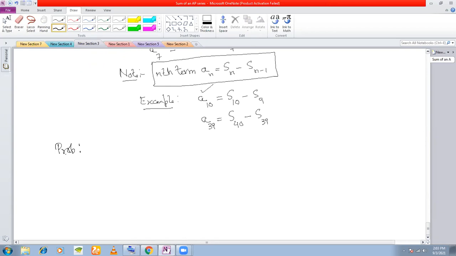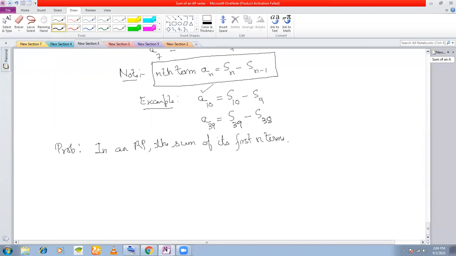Okay. The question here is, in an AP, the sum of its first n terms. Sir, you have written A37 equals S40 minus S37. Sir, it should be S39 minus S38. Yes. Okay.